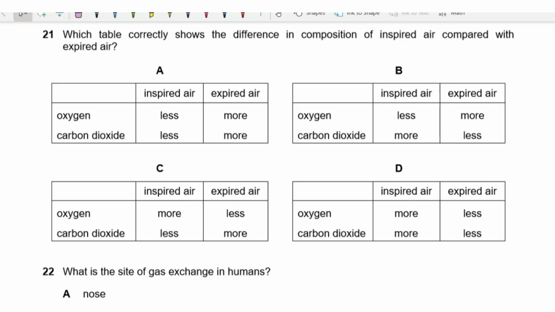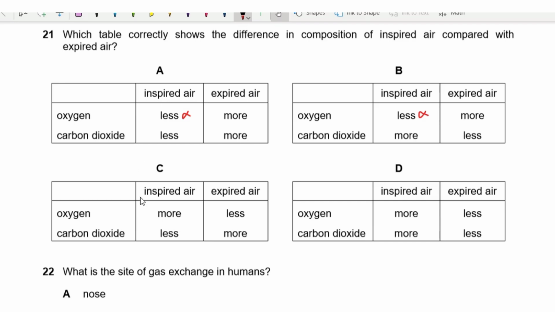It says, which table correctly shows the difference in composition of inspired air compared with expired air? So, inspired as inhaled air and expired exhaled air. So, option A says, inspired air, we have less of oxygen in inspired. That makes this statement wrong, because inspired air has more of oxygen. The same thing goes with option B. This makes it wrong.